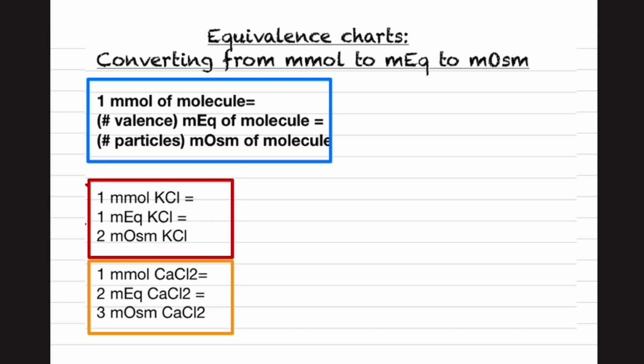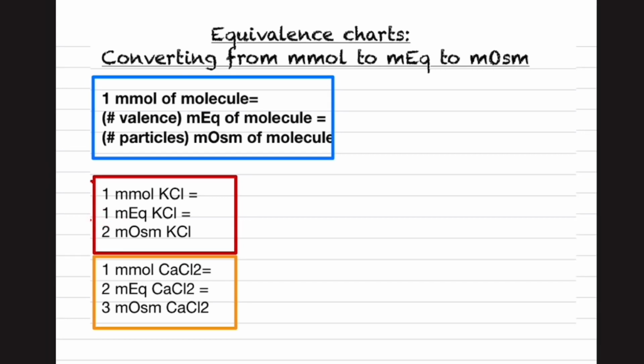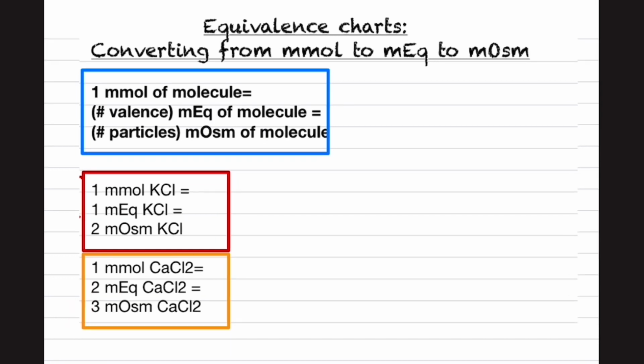Here's an example. Here's KCL. 1 millimole of KCL is equal to the valence number of milliequivalents of KCL. The valence of KCL is 1, so I plug in a 1 there. Milliosmoles of KCL is 2. There's 2 particles, so I plug 2 in there. If I were to go to calcium chloride, 1 millimole of calcium chloride is equal to valence of 2 milliequivalents of calcium chloride, and 3 particles of calcium chloride, so that's 3 milliosmoles of calcium chloride.